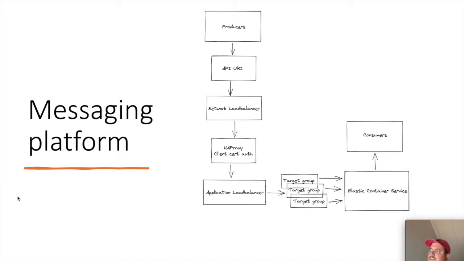Let me give you a simple overview of what this messaging platform looks like. Producers are able to send their data via an API URI. Via Route 53, these requests are routed to a network load balancer, which is forwarding the requests to an HAProxy server that handles the client certificate authentication.